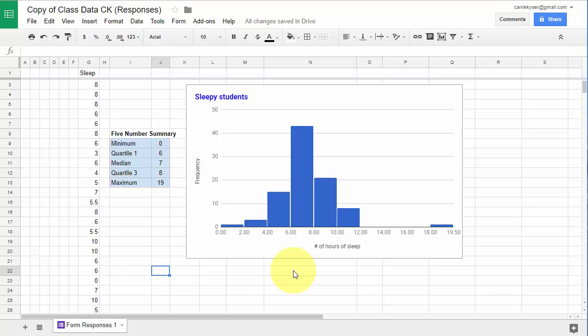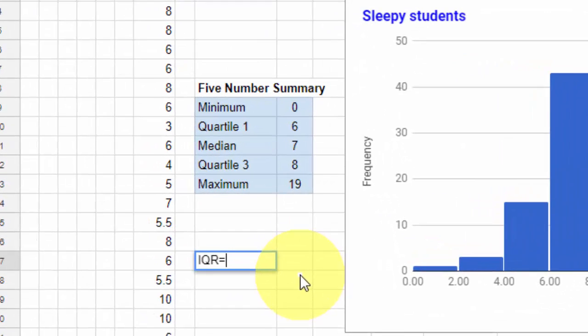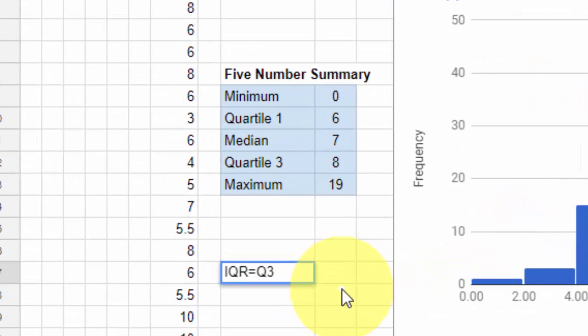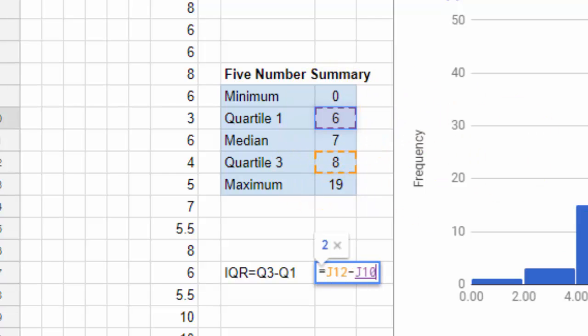So the first thing that you need to do is find the interquartile range. The interquartile range is called IQR, and the IQR is just equal to the difference between quartile 3 and quartile 1. And so that is the first thing that we need to do. So in our case, since I've already worked out the 5-number summary, I just need quartile 3 minus quartile 1. So the IQR is 2.